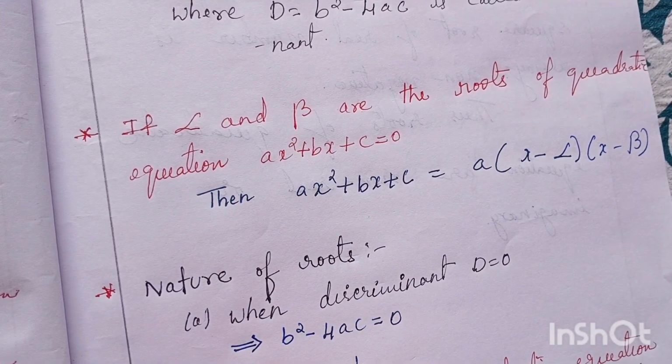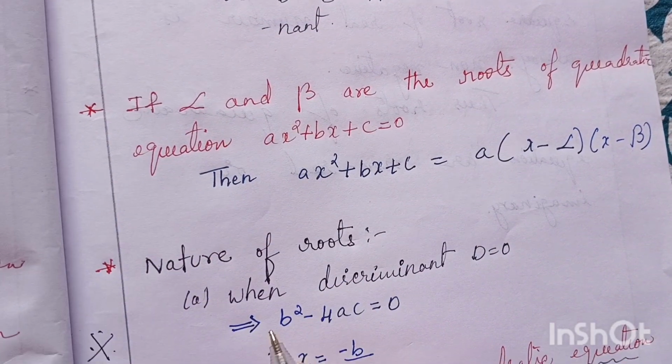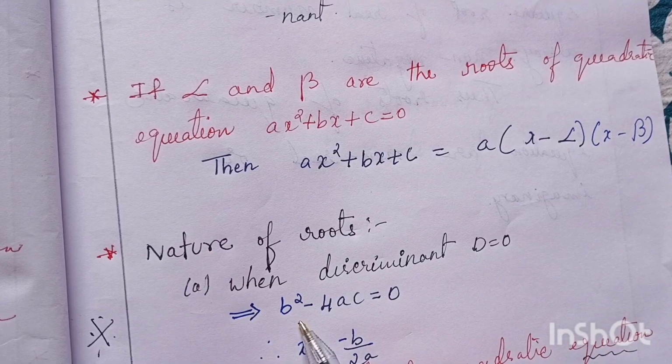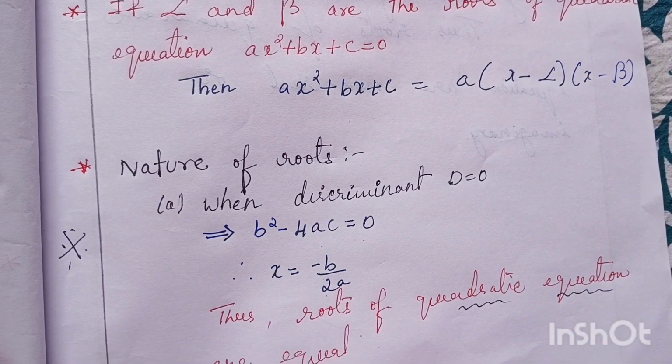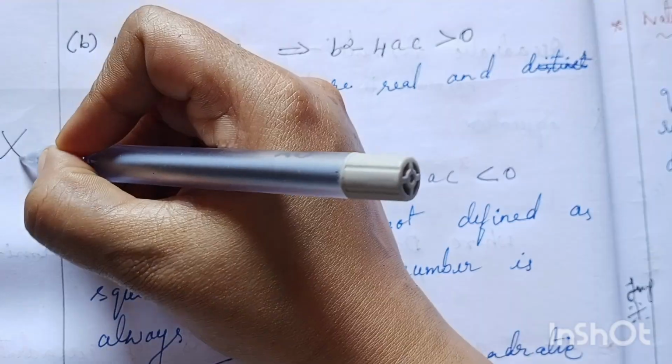Then this is the important nature of the roots of quadratic equation, where this is important. When discriminant d is equal to 0, discriminant d is equal to b square minus 4ac, 0 रहने पे x value हमको minus b by 2a मिलता है. Thus the roots of quadratic equation are equal रहते हैं. These points are also important here.